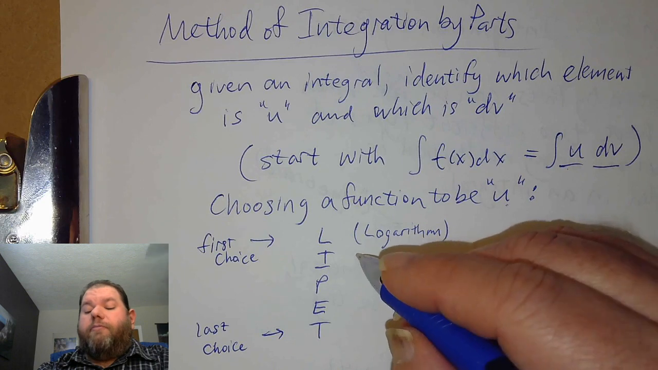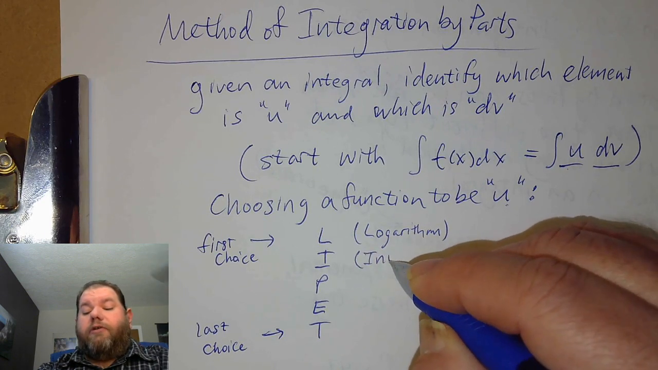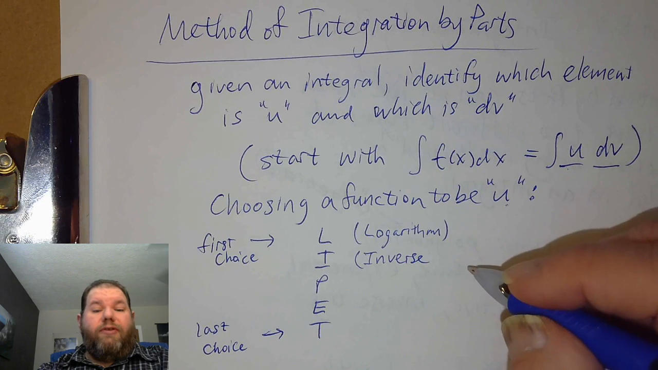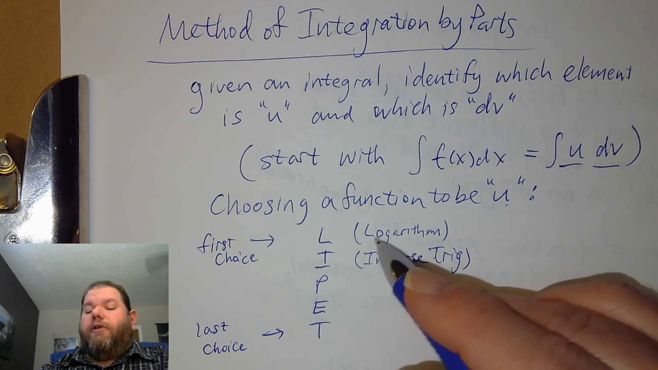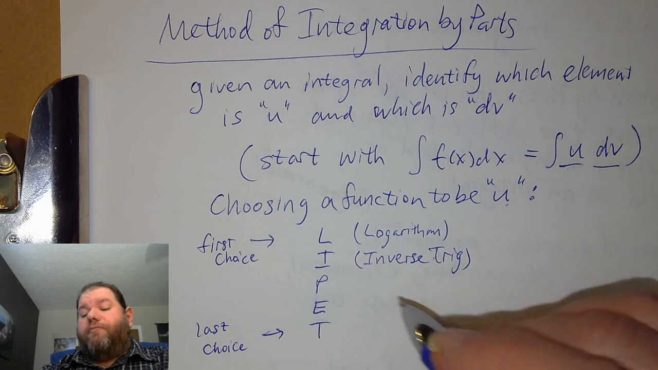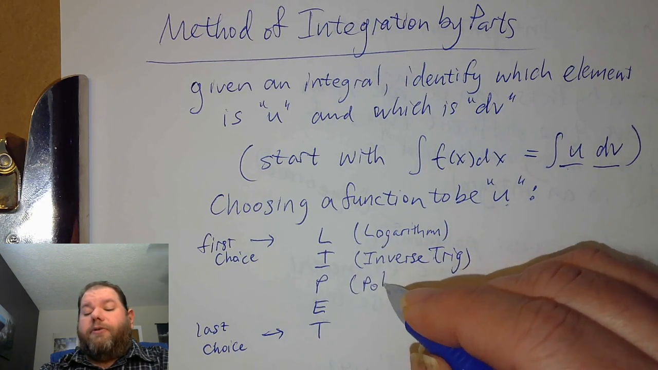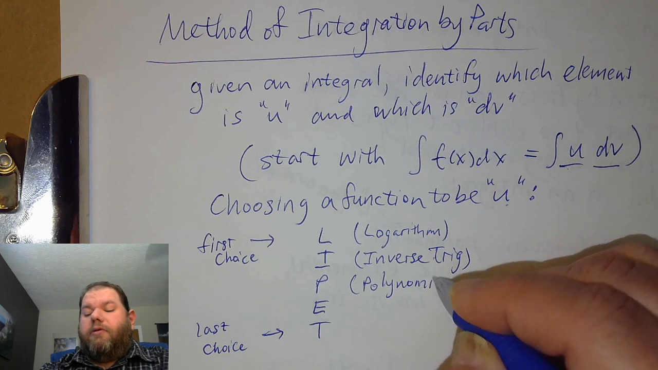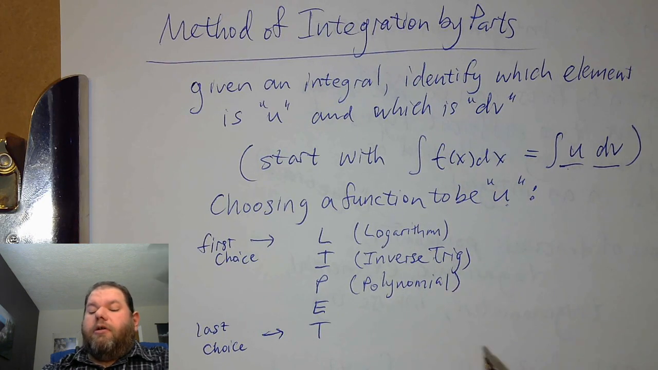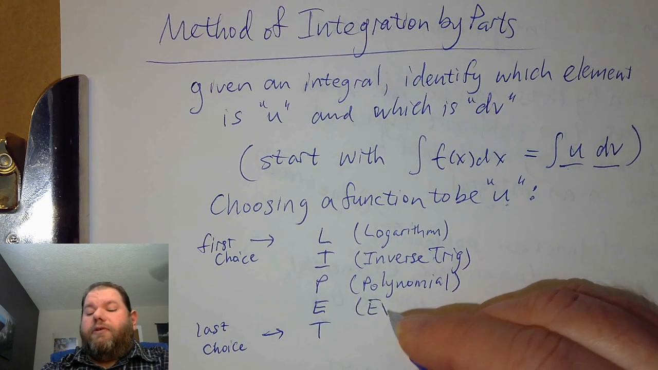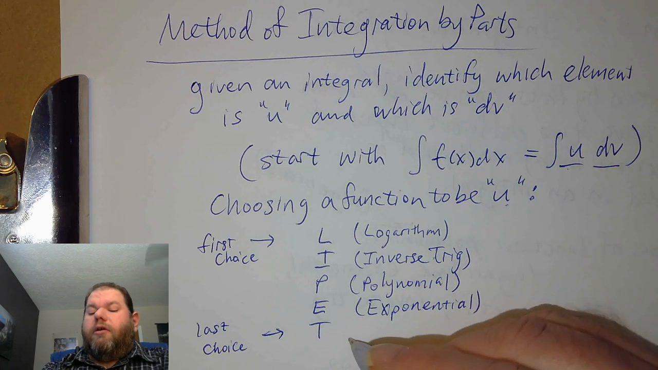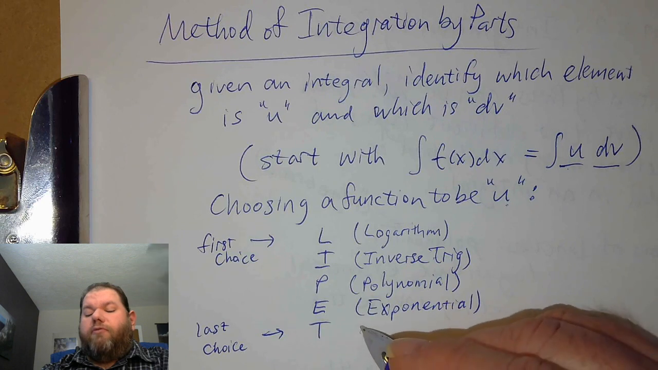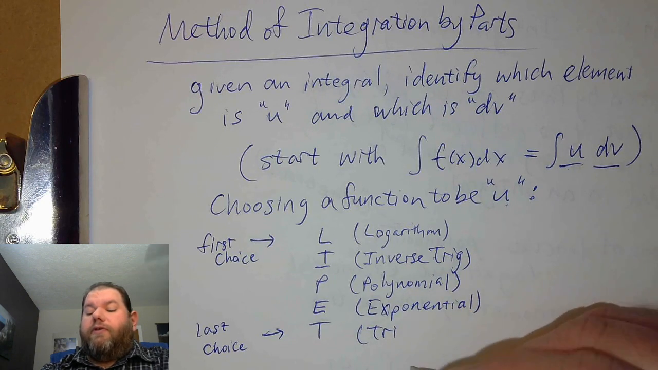If there is no logarithm, but there is an inverse trig function present, then we would want to choose that as our u next. If there's neither a logarithm nor an inverse trig function present, our next option is the polynomial. And if we don't have any of those, then our next option is exponentials. And finally, our last choice would be trigonometric functions.